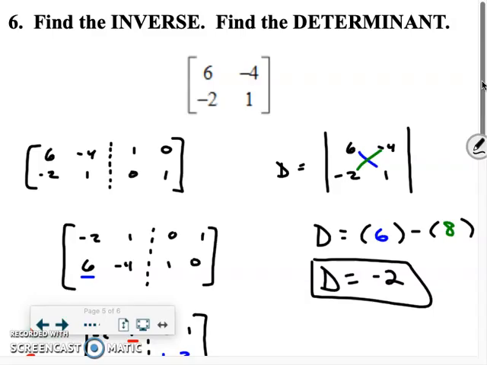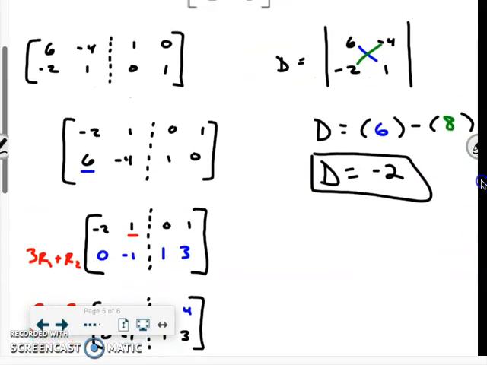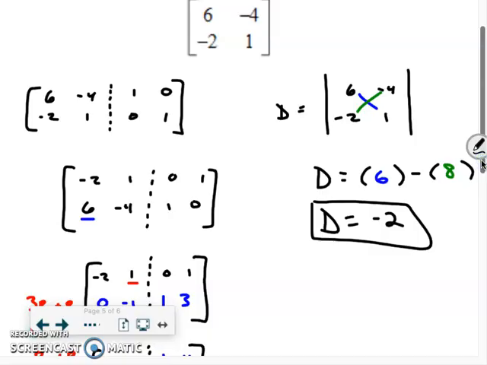So once we know the determinant, just so we can say we did it, if we were to look back at the original matrix A, if we wanted to find the inverse using 1 over the determinant, which we just found to be -2.